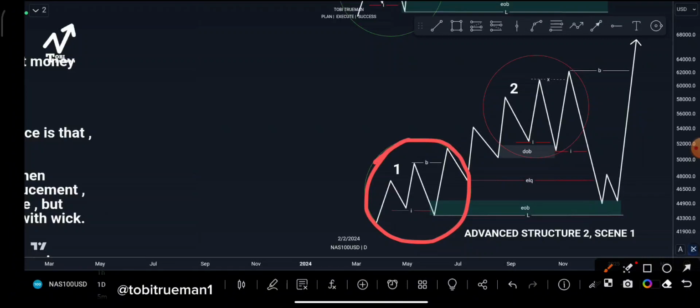Okay, then in structure 2, after price took out inducement, we also expect the same thing that happened here to happen here, but instead of that, this is just a wick.